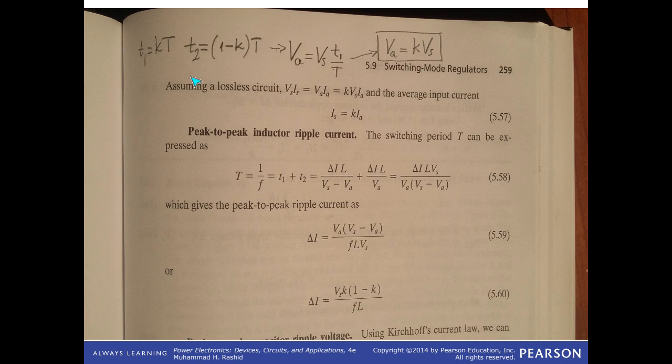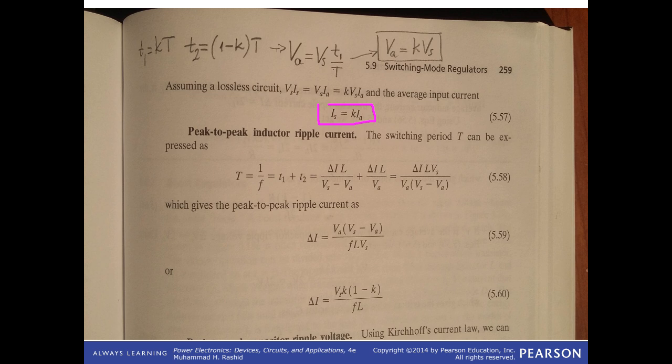So if you look at the current relationship, of course, Vs Is is equal to Va Ia, assuming there's no loss. So that means K times Vs times Ia. So Is is equal to K times Ia. So output is equal to K times Vs and Ia is equal to 1 over K times Is. Pay attention, Is is equal to K times Ia.